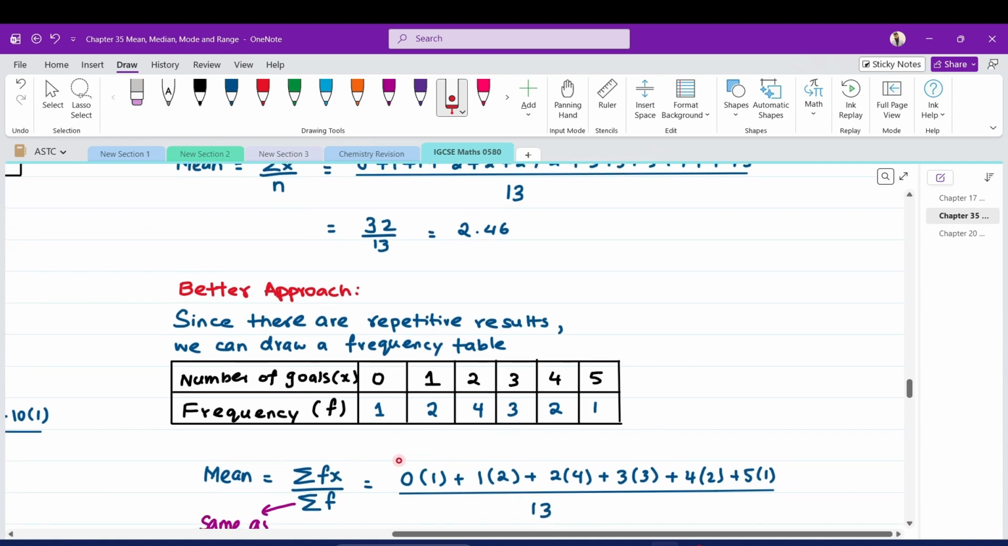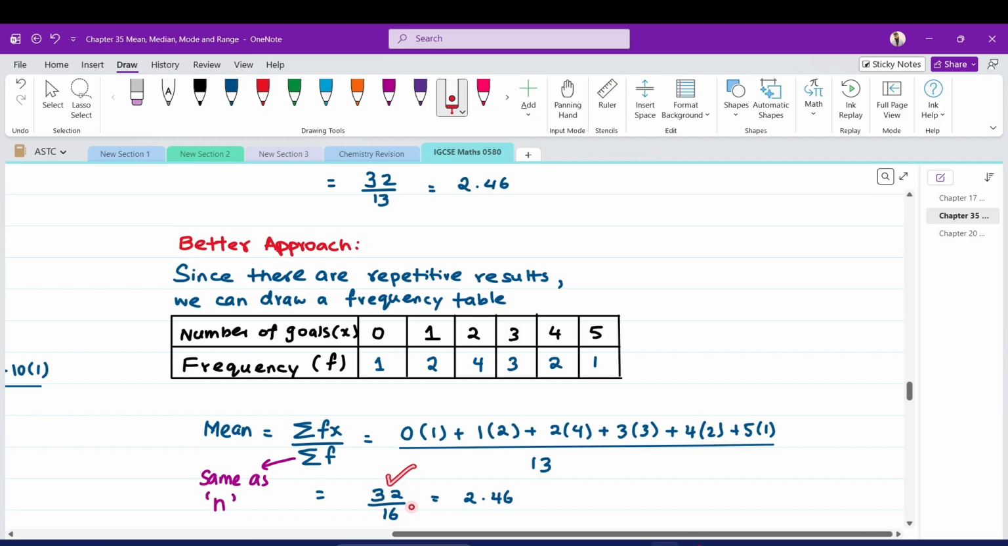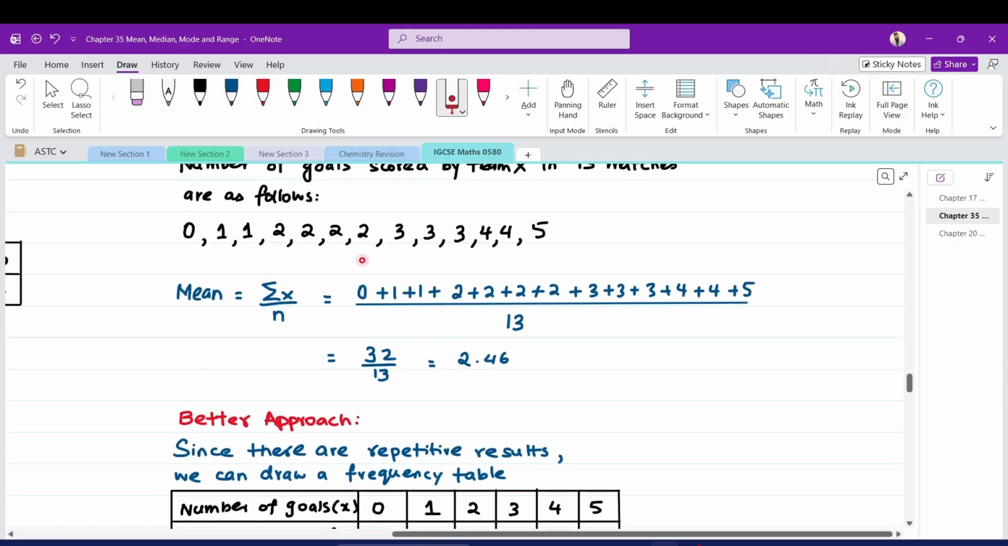Once you apply this formula, divide by 13, you will end up with the same value, which is 32 divided by, sorry, there's a typo here. This is 32 divided by 13. So that gives us 2.46, the same answer. All right, so let's take a look at another example.